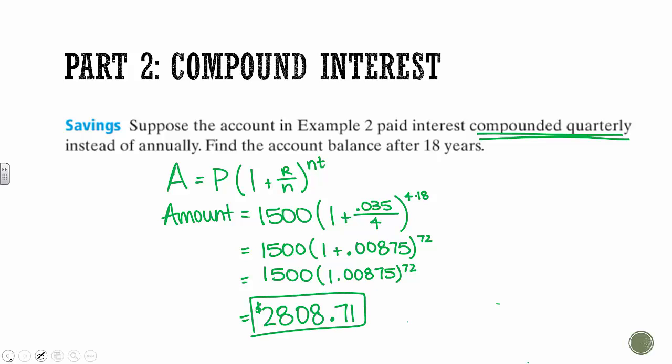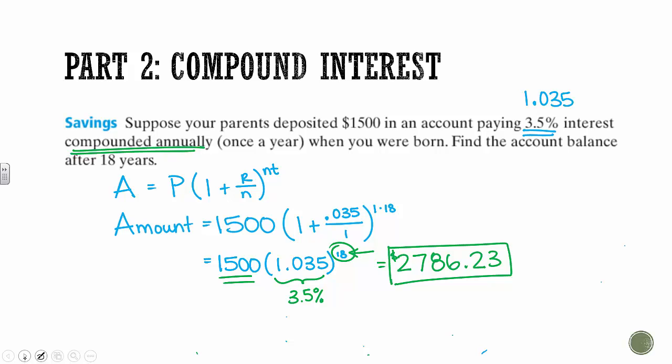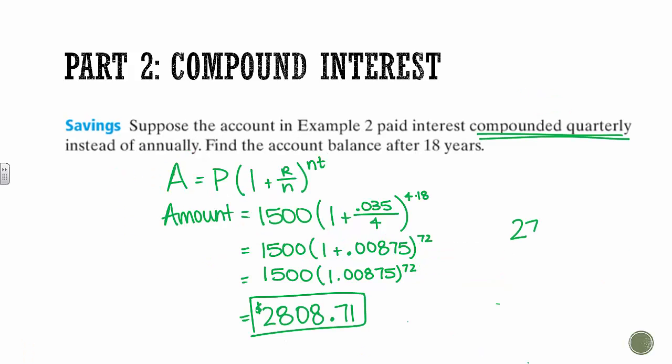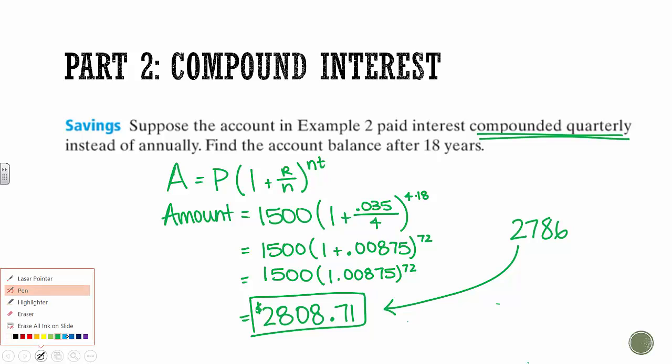So if we go to compare these, this was $27.86, and this one's $28.08. So if it's compounded quarterly, we get a little more of that free money that we didn't have to do anything with besides just let the bank hold on to it. So the compounding quarterly doesn't drastically change it, but it gives us about, I don't know, about 20, 30 bucks more for absolutely no work on our part.